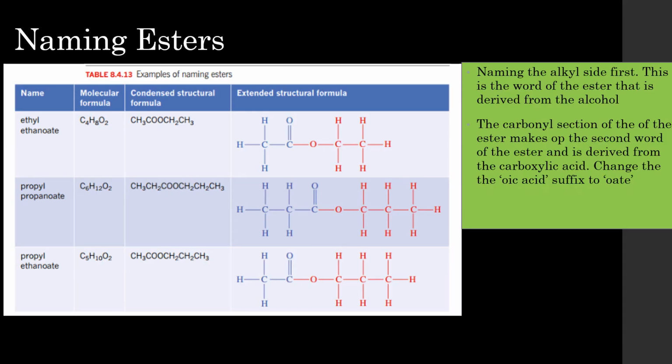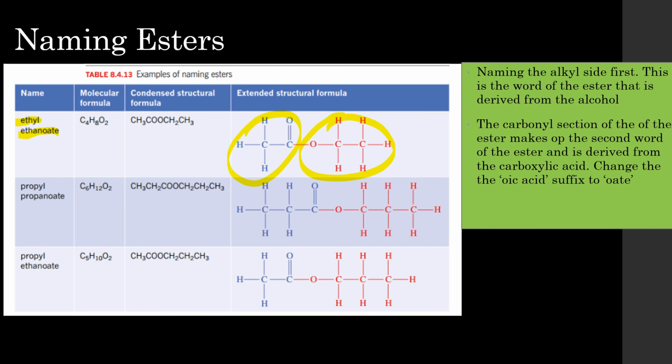So if I want to name a few, name the alkyl side first. So this is the word that the ester is derived from, and it's derived from the alcohol side. Now the carbonyl section of the ester makes up the second word of the ester, and it's derived from the carboxylic acid. So you change the oic acid suffix to OATE. So let's have a look here. We've got an ethyl ethanoate. So what have we mixed? Ethanol and ethanoic acid. So ethanol would be this side and the ethanoic acid would be this side.